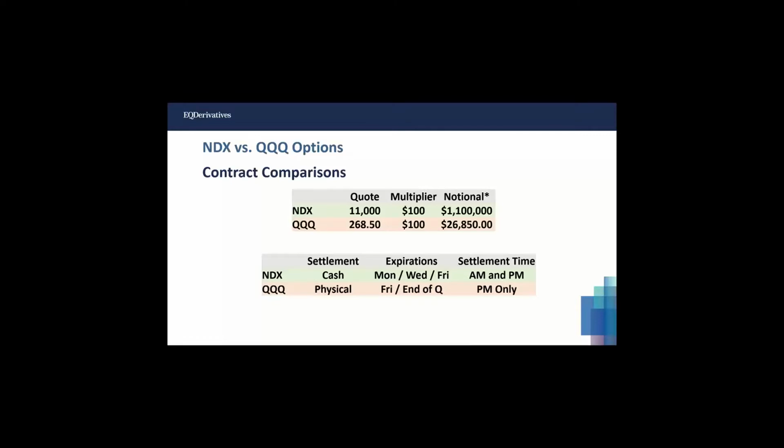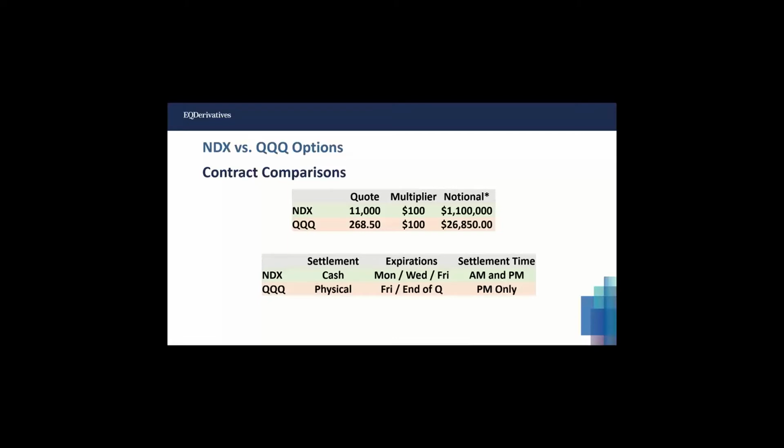And just one other thing to throw out there is the difference between NDX and QQQ. I just got a couple of questions about NQX. Yeah, NQX options are available as well, which is a smaller version of the NDX options. I probably should have included those on the table.